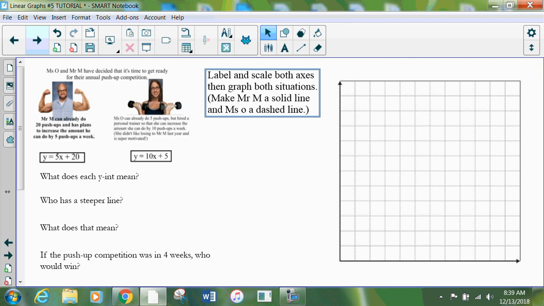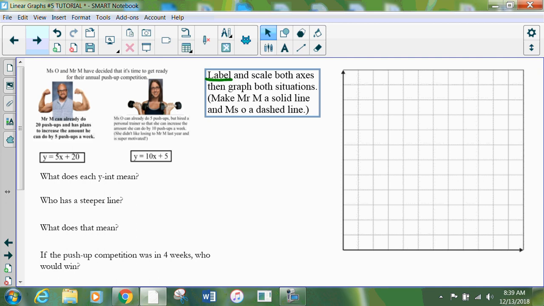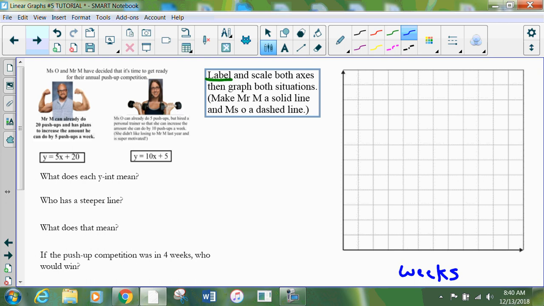So the first thing we're going to do is label both axes. So let's see what's going on in our story. We've got number of push-ups, and do we have days or weeks? We have weeks. So time is always going to be our x-axis. So we're going to say weeks here. Time is always the independent variable, and anything on the x-axis represents our input or independent variable. And time is independent of everything, right? Time just keeps on ticking. It doesn't depend on you getting up. Time's already there. So weeks is going to be our label for our x-axis.